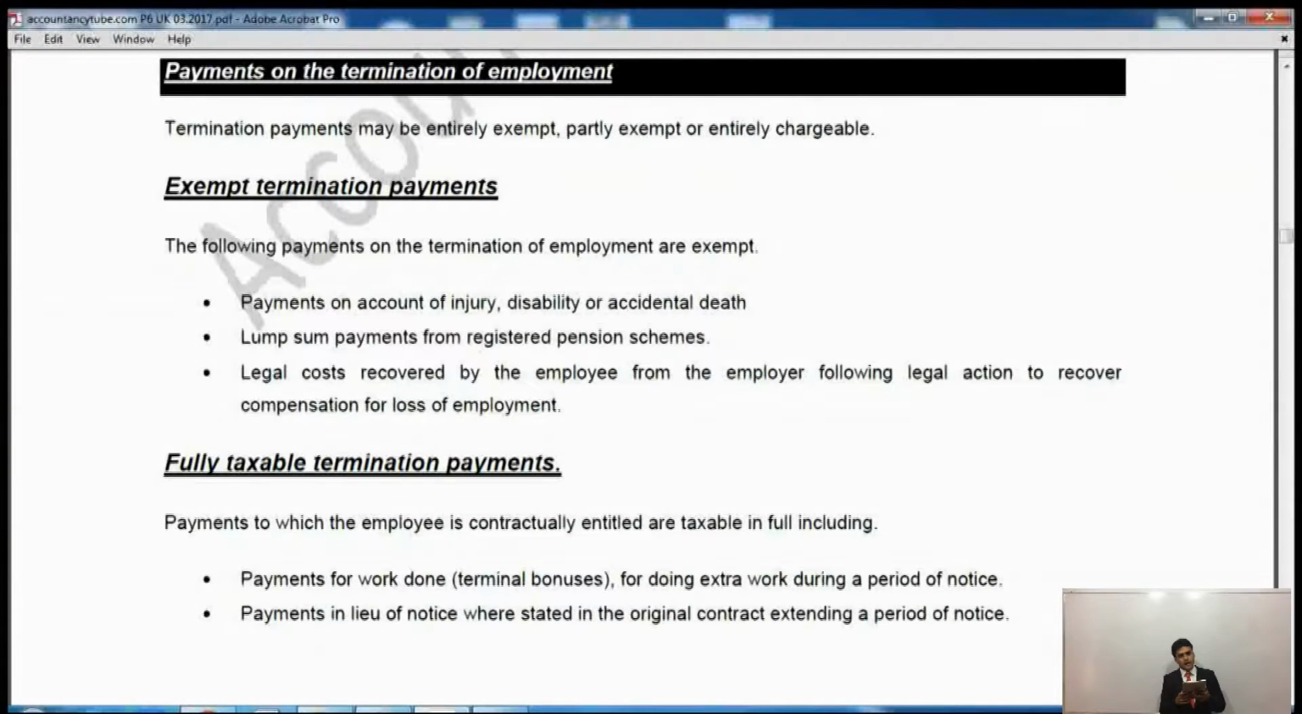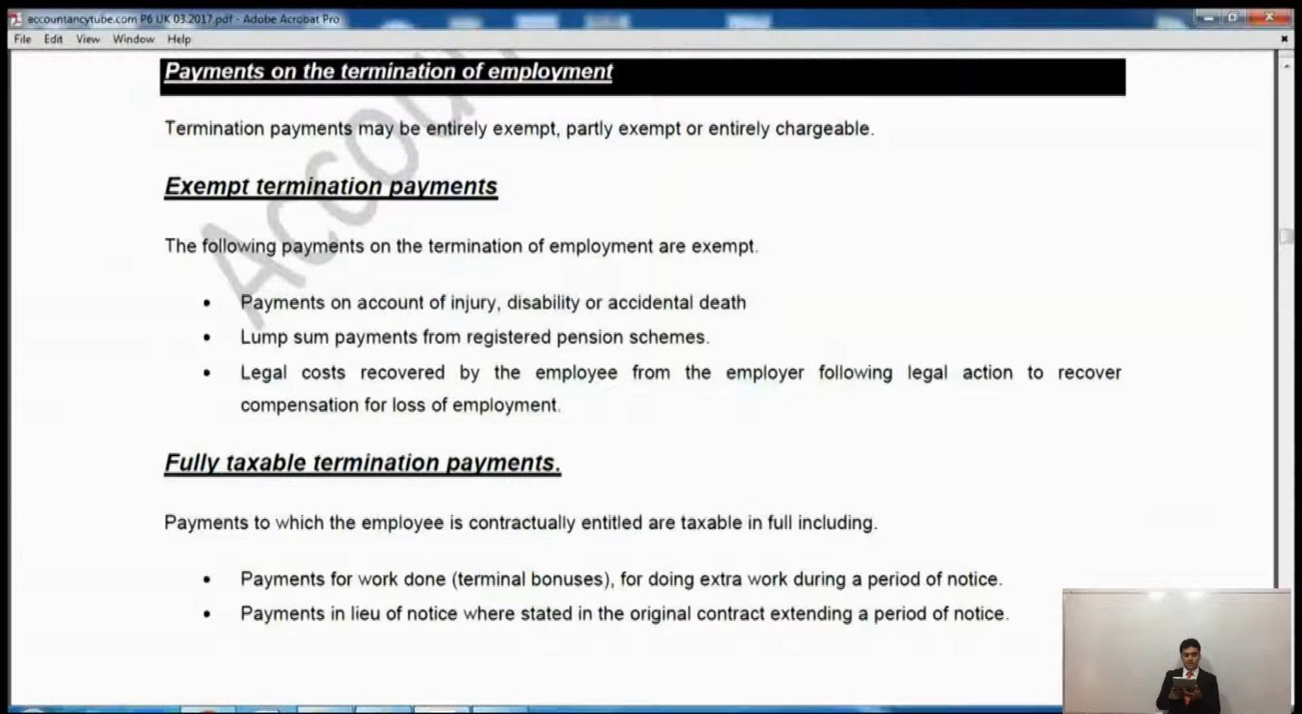The first one is absolutely exempt, so you don't have to pay any tax on that. Payment on account of injury, disability, and accidental death: if you have been injured while working, or you died accidentally, or you become disabled, and any payment has been made on that, then it will be exempt. Next, a lump sum payment from a registered pension scheme. When you have registered for the pension scheme and you get the lump sum amount out of it, you don't have to pay any tax on that either.